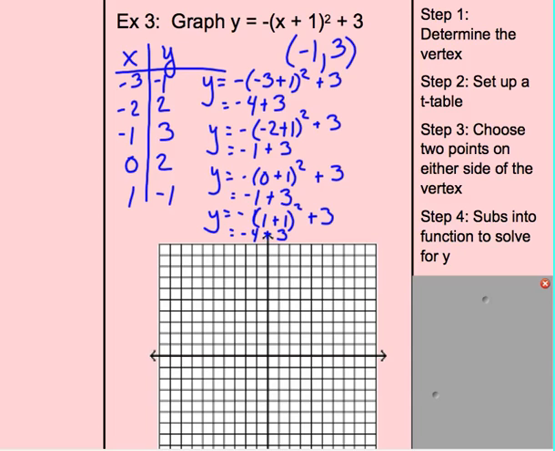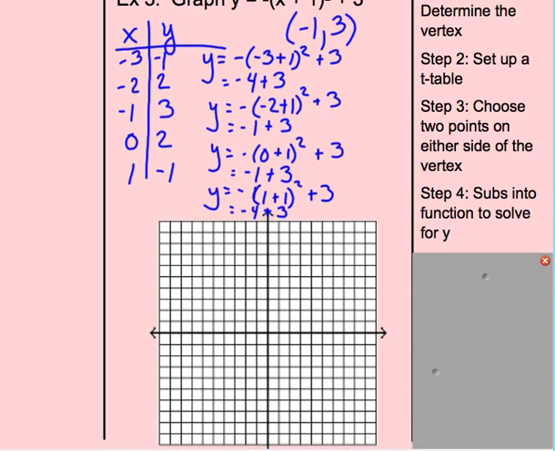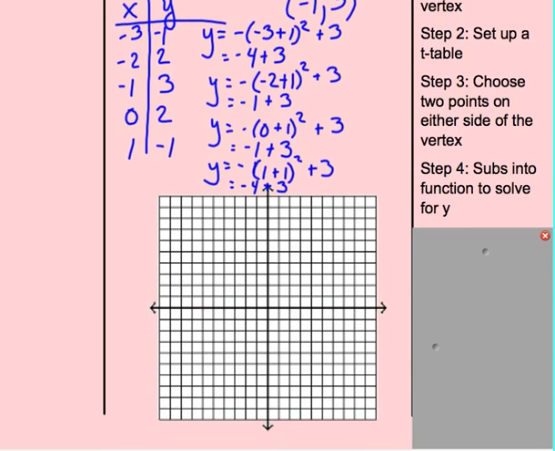So as long as the points that you choose are the same distance from the vertex, this pattern, -1, 2, 3, 2, -1, will continue for all of your parabolas. So it actually cuts down the work, or it gives you a check to make sure that your t-table is correct. If your t-table doesn't have this symmetry, and you chose points that are in order under your x, then you have to go back and find your mistake.